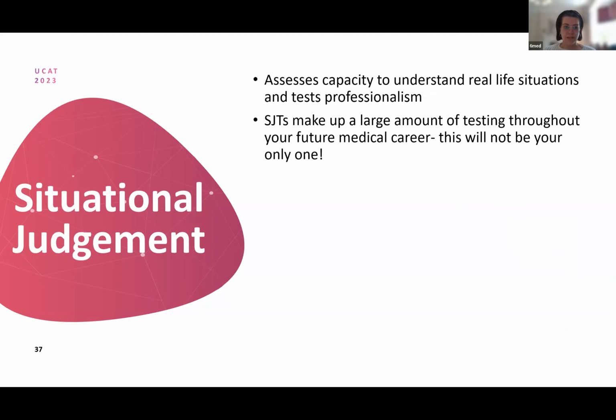Just so you're aware that SJTs, or situational judgment tests, make up quite a large amount of testing throughout your medical career. Currently, what I sat before finishing medical school was a big, quite difficult SJT, which helped decide where we would go for our foundation programs as a junior doctor. They are phasing that out now, so by the time you get to the end of medical school, it's unlikely you'll have to sit one. But currently, SJTs are still used if you want to go into certain specialties. So this is likely going to come up again at some point in your life.